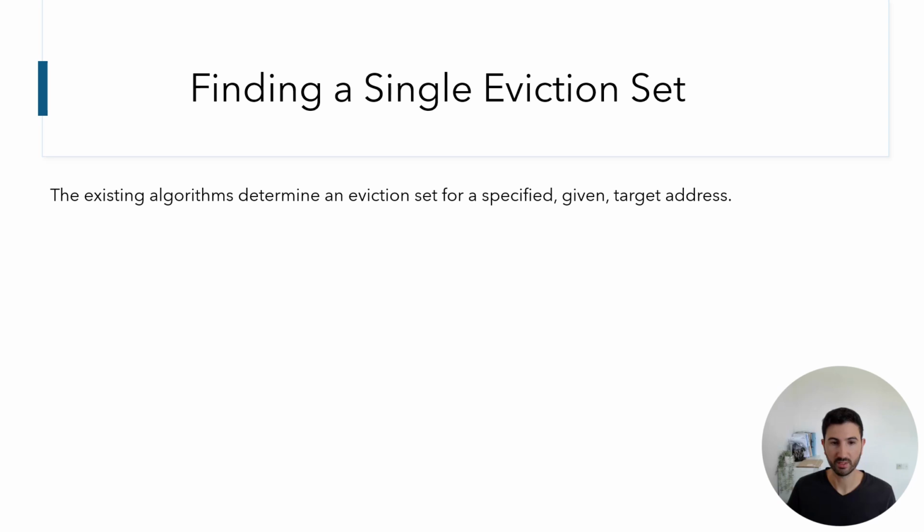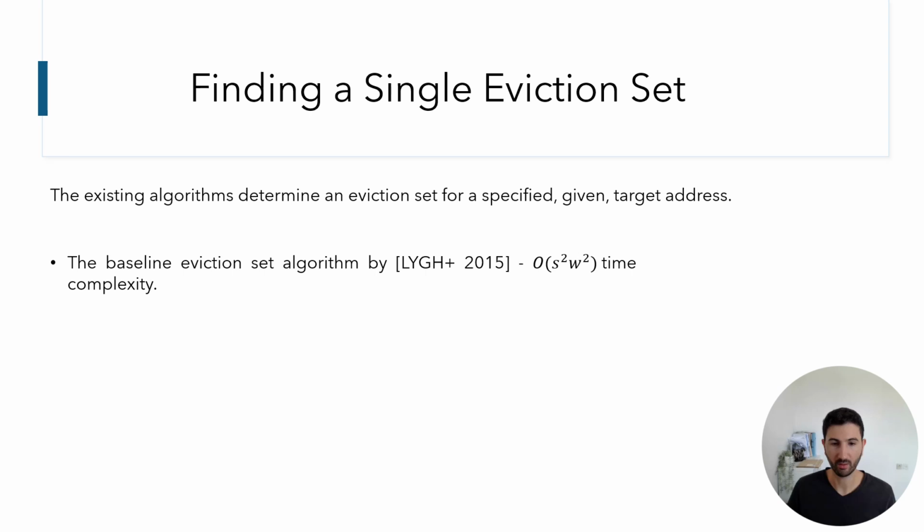The existing algorithms determine an eviction set for a given target address. The baseline eviction set algorithm by Liu et al. runs in S squared W squared time complexity, where S is the number of cache sets and W is the associativity of the cache. That runtime is quadratic in the size of the cache. The group elimination algorithm by Vila, Köpf, and Morales, and another work by Ramakrishnan, Zhai, Mashamant, and Yu reduced that time complexity to S W cubed. That is a significant improvement over previous work, since S is much larger than W.